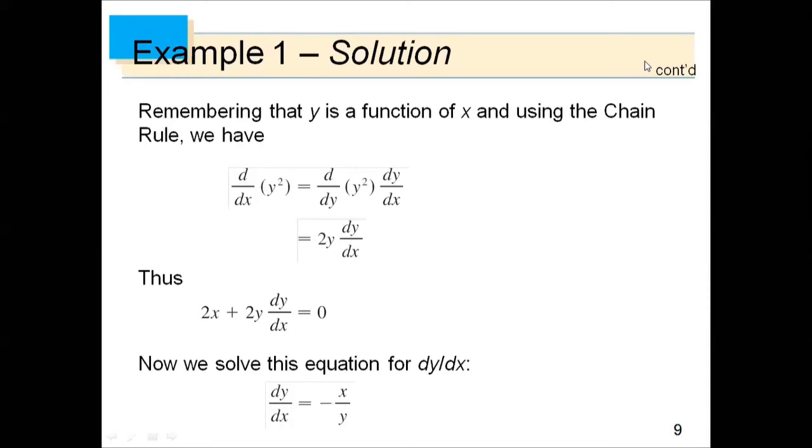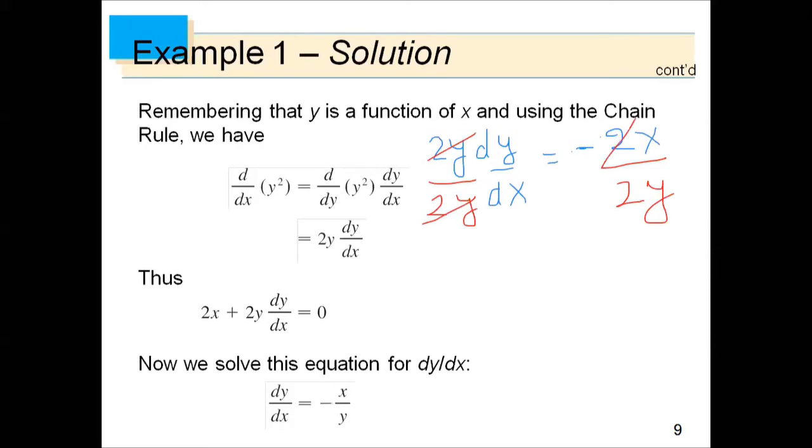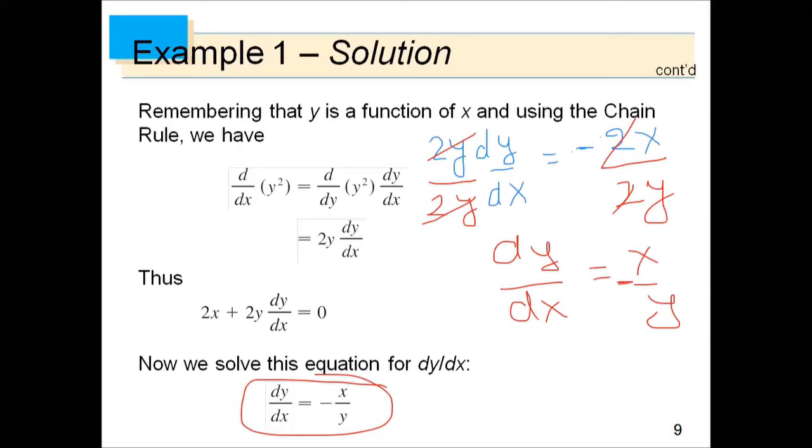So it was actually 2y dy over dx equals negative 2x. From this point, what I do is I divide both sides by 2y. The 2y and 2y cancel out, and over here the 2 and 2 cancel out. So we have dy over dx as negative x over y. That's the answer. Make sense? Makes sense. Good.